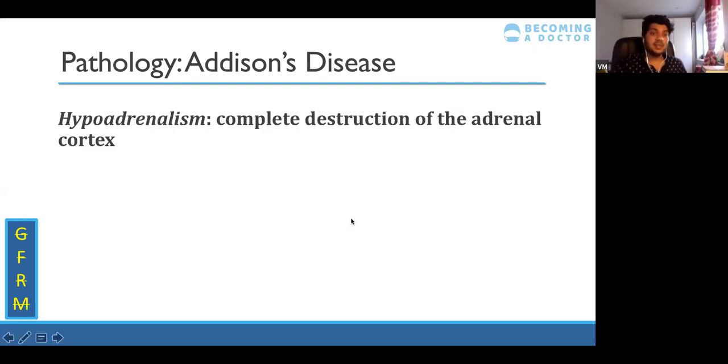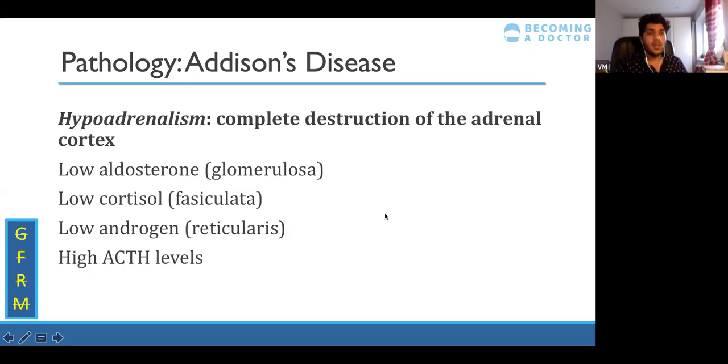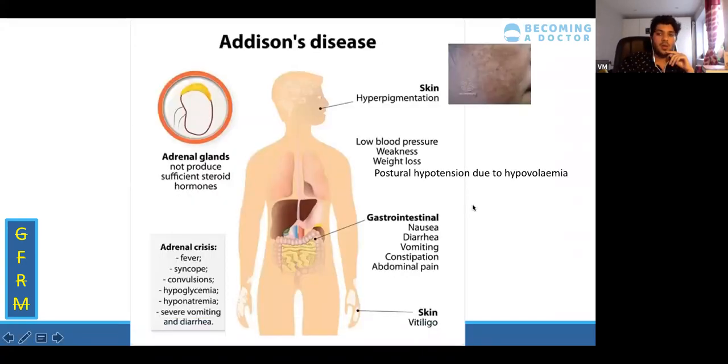Addison's disease is hypoadrenalism. So it's complete destruction of the adrenal cortex, not the medulla, only the cortex. As a result, your glomerulosa, fasciculata, and reticularis aren't functioning properly, and you have low aldosterone, low cortisol, low androgen levels. And because you don't have the negative feedback up to the pituitary gland, high levels of ACTH. And as a result, you get this sort of picture.